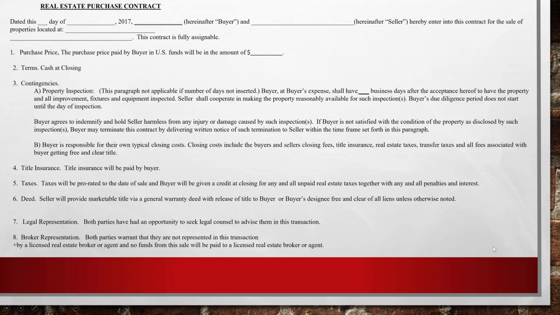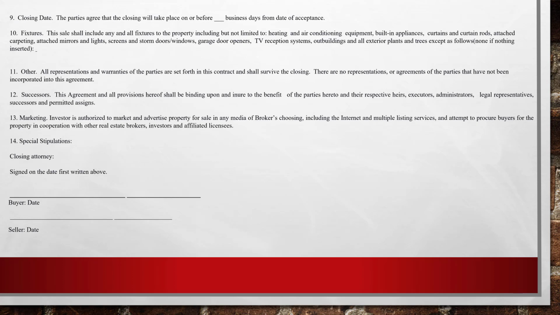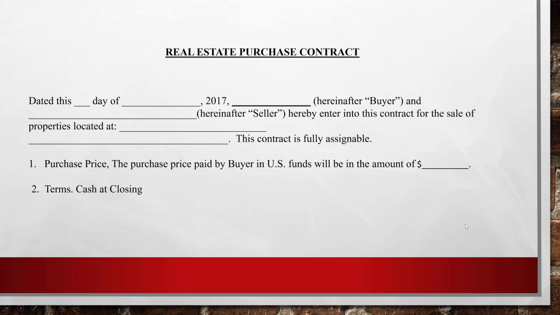So this is an overview of the first page of the contract, and we're going to be going through it line by line, but I just wanted to show it to you all in whole. First and second page. So really, guys, it's only a two-page contract, so it's very, very simple here. So let's go ahead and get started with the very beginning. So this is the very first paragraph. Obviously it's dated this blank day of the month that you're in, 2017.